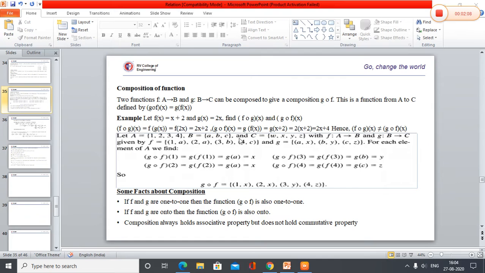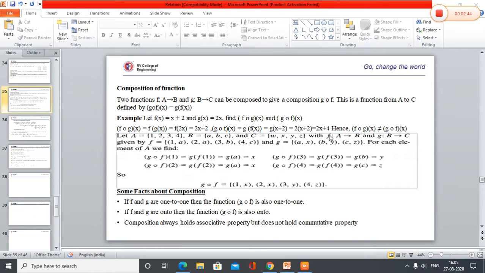Now one more example we will take. Suppose I have three sets here. A has 4 elements: 1, 2, 3, 4. B has 3 elements: a, b, c, and C has 4 elements: w, x, y, and z. And it is given that f is a function from set A to B, g is a function from set B to C. So we have to find, for each element, this g o f. See, these three sets are given and the functions are also given.